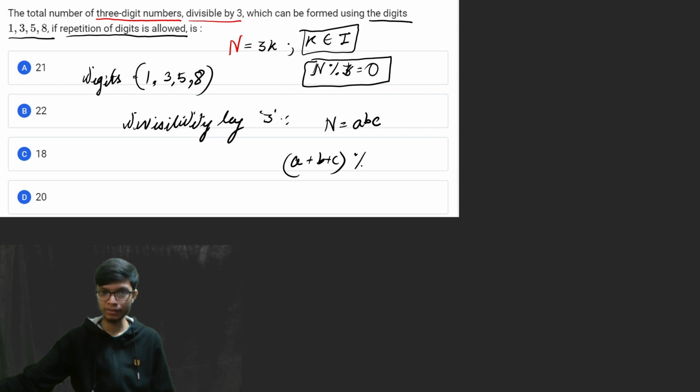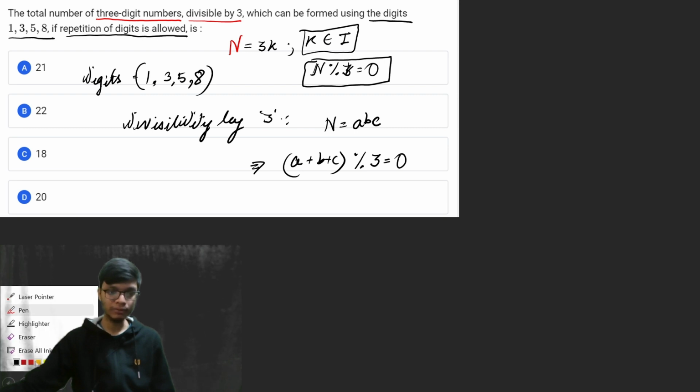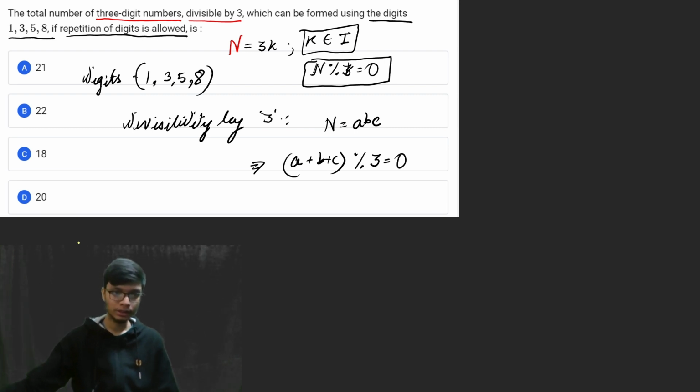And again, the condition of divisibility is that when you divide by 3, the remainder is equal to 0. Based on this criterion, I will frame the entire problem. So let us understand: if we form numbers divisible by 3, what are the possible cases? Cases, I will write.